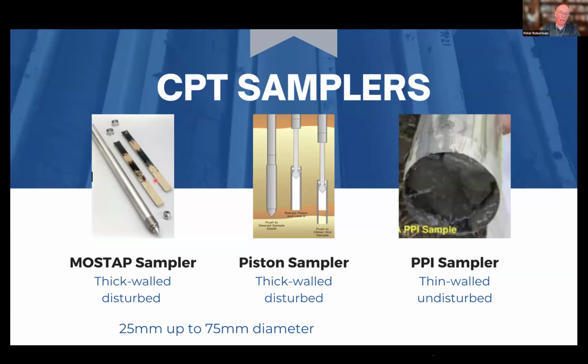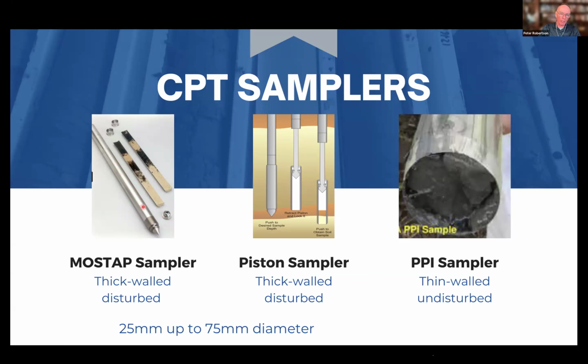And so what's common practice now is you would push the cone to whatever depth you required for the project, and then you would pull the cone out, you would move over about a meter, and then you would go back down with a sampler, which basically looks like a cone, but it's got a sample tube inside, and you would go to a selected depth based on the cone profile.